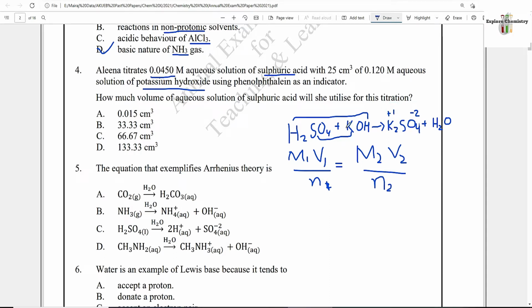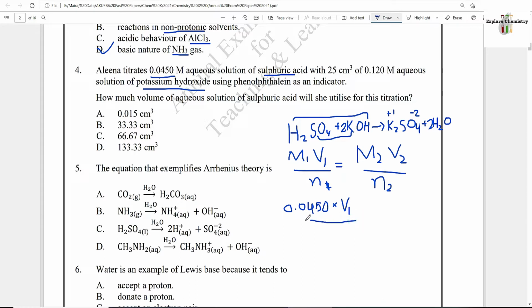To balance potassium we have to write 2 here, and for balancing hydrogen we need to write 2 here. Now this is our balanced equation. Now see, in the question the molarity of sulfuric acid is given, 0.0450, and the volume of sulfuric acid is required, meaning you need to find V1.